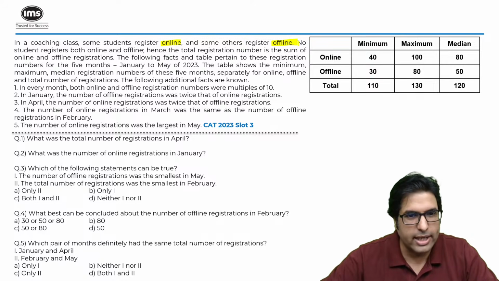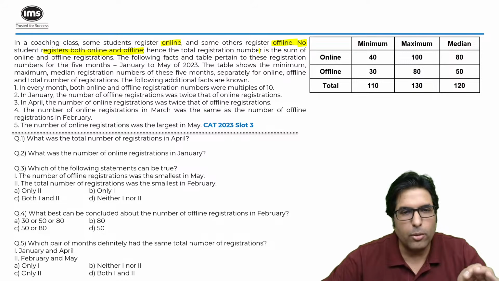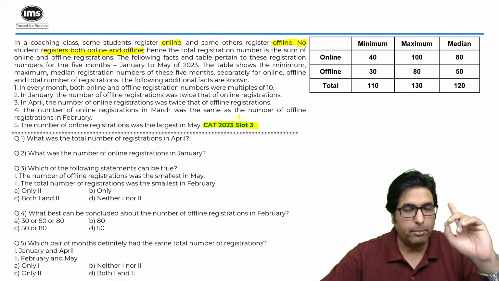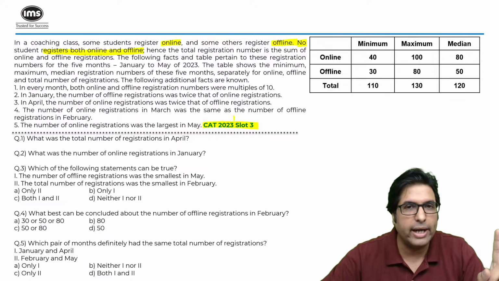But what is the next clue? No student registers for both online and offline. The moment, look at the previous set. This is from CAT 2023 slot 3. The previous set that we solved was from CAT 2018 slot 1.